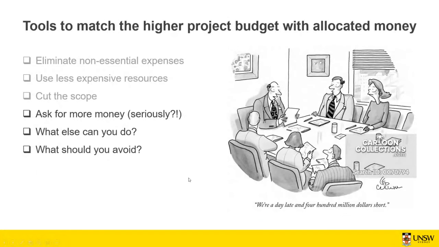You can also ask for money, but seriously, you're not going to get it most of the time. But feel free to ask. What else can you do? Is there anything else you think can be done in order to match the higher project budgets with allocated money, or reduce the cost and reduce the budgets?